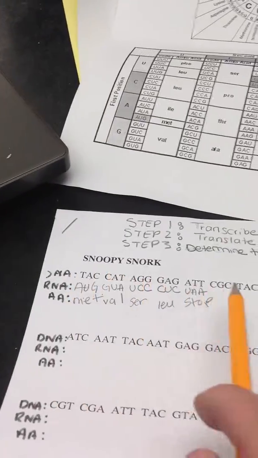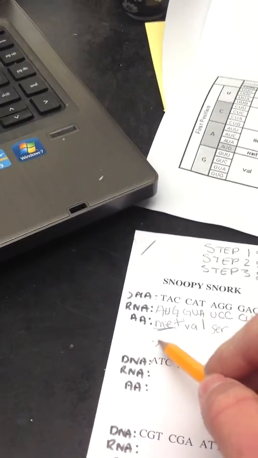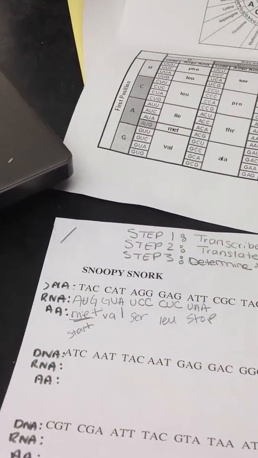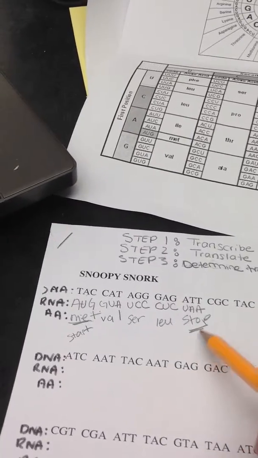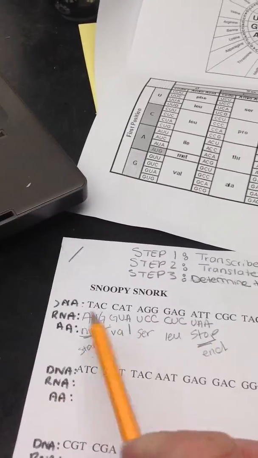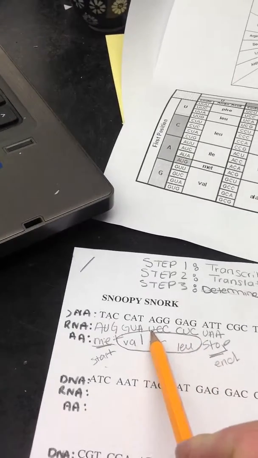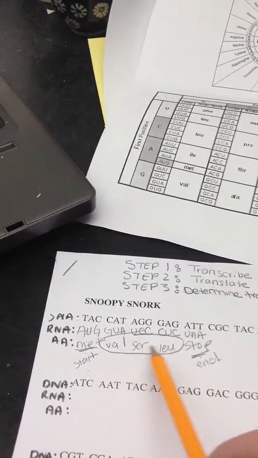Here's something you need to remember. As you're doing this process, anytime you see the word MET, that means that's the start of the instructions. That tells the ribosome that the instructions for a trait is now beginning. And then anytime you see stop, that means that's the end of the directions. So anything in between a start or MET and a stop is a code for a trait. So I'm going to circle that. It's between a MET, it's between a stop. That's important. Val, Ser, Leu.